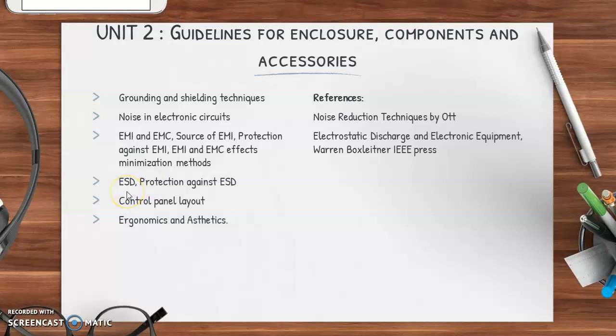There is something called ESD, electrostatic discharge, and how are we going to protect our product from ESD. Control panel layout, ergonomics and aesthetics. So we all know what is meant by ergonomics. Aesthetics means the look and feel. Nowadays the product should be aesthetically good, means look wise, feel wise, also it should be good, it should be beautiful. So these are the things that we need to implement when we are trying to convert our project into product.